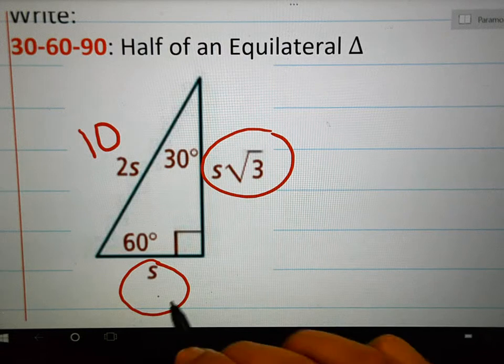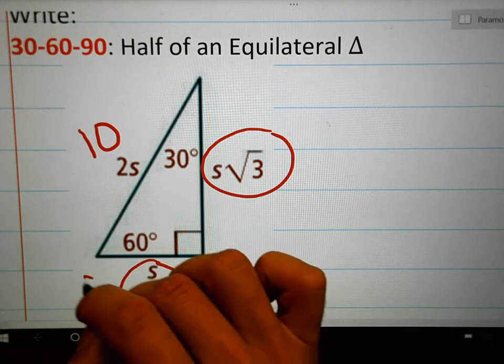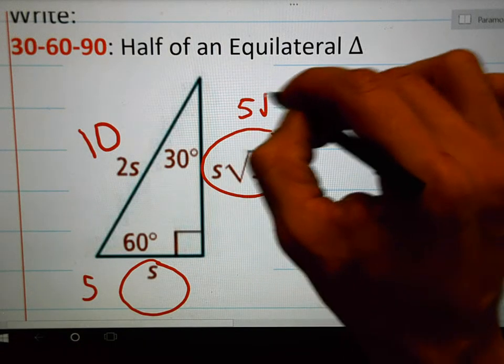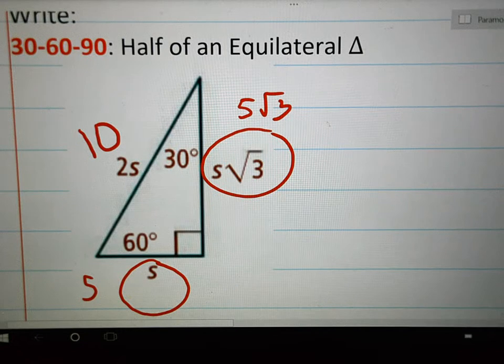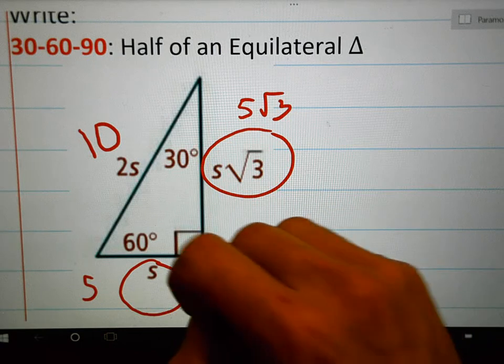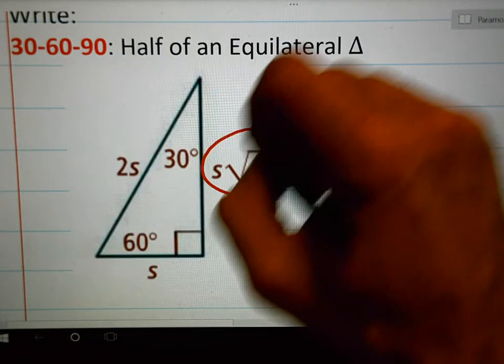I heard lots of right answers. If you said that this was 5 and this was 5 root 3, please raise your hand so I can see how many got that correct. That is almost 90% of the class that raised their hand. Perfect. I think you understand.